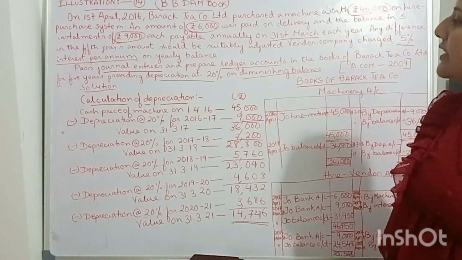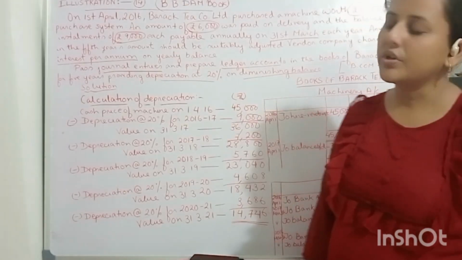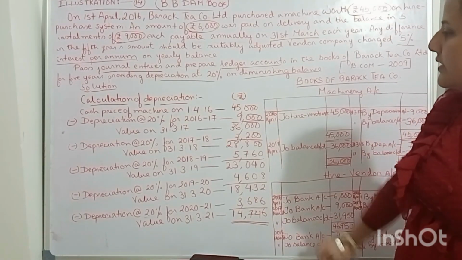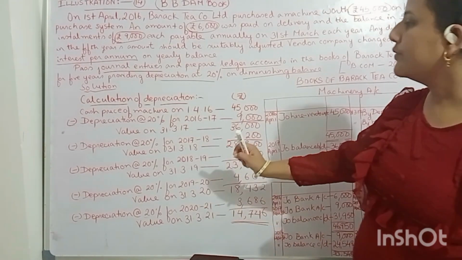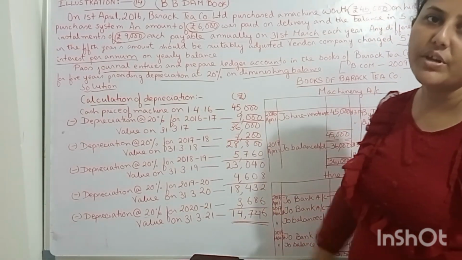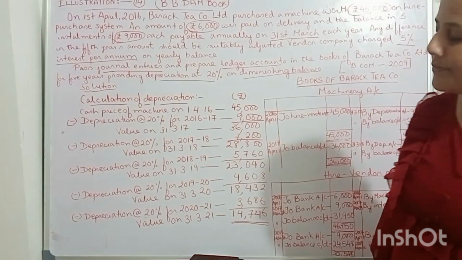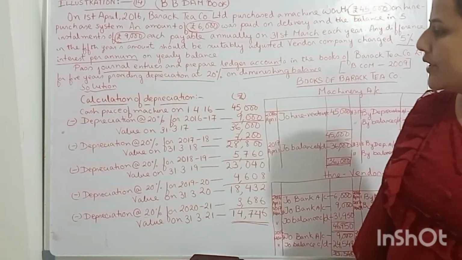Calculation of depreciation on diminishing balance method. You just see, very easy. You just have to deduct the amount of depreciation from the value of machinery at the year end. So this is how you have to calculate.